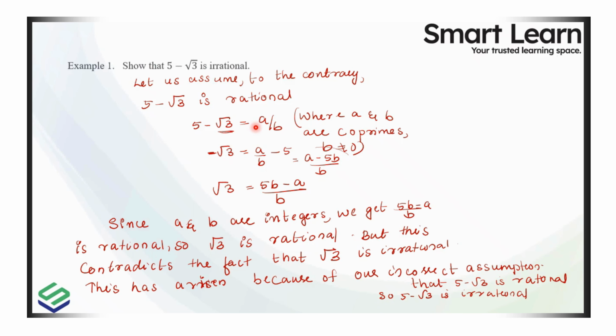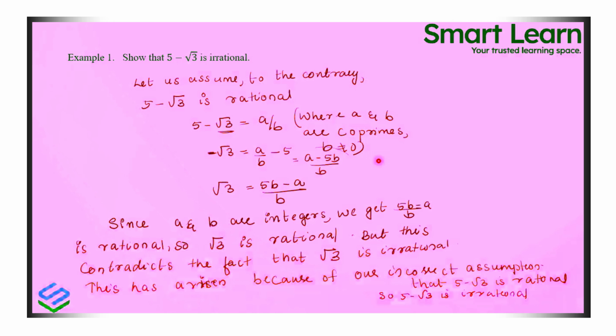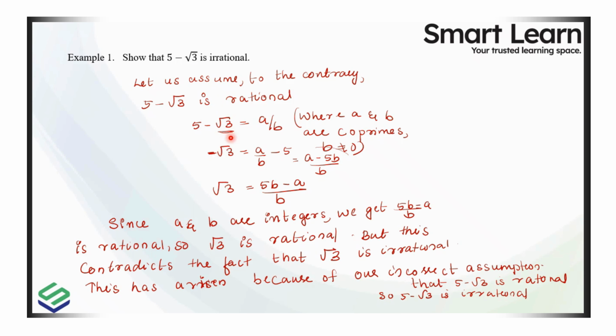Now we are combining one rational number with an irrational number. When we add or subtract a rational and an irrational, we will get an irrational number. So how will we prove that? Same way as the last one, first we will assume. Let us assume to the contrary, 5 minus root 3 is rational. That means we will write it as A by B, where A and B are co-prime and B is not equal to 0.